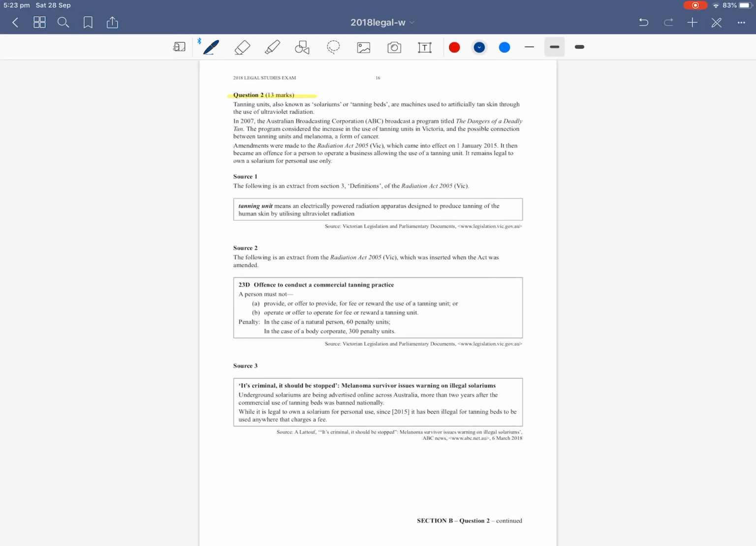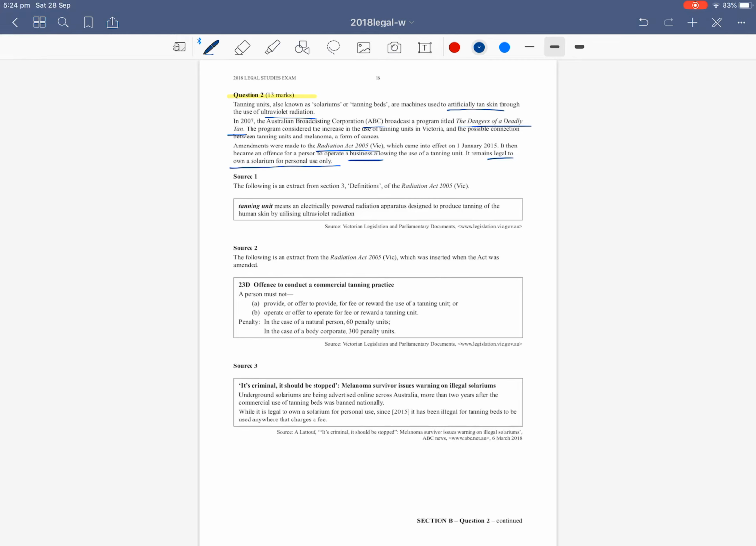Tanning units, also known as solariums or tanning beds, are machines used to artificially tan skin through the use of ultraviolet radiation. In 2007, the ABC broadcast a program titled The Dangers of a Deadly Tan. The program considered the increase in the use of tanning beds in Victoria and the possible connection between tanning units and melanoma, a form of cancer. Amendments were made to the Radiation Act, which came into effect on the 1st of January 2015. It then became an offence for a person to operate a business allowing the use of a tanning unit. It remains legal to own a solarium bed for personal use only.